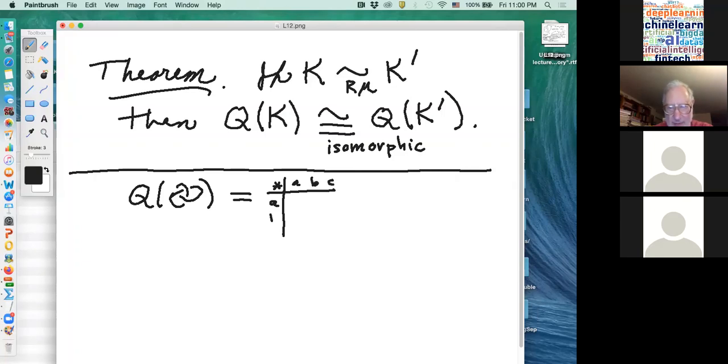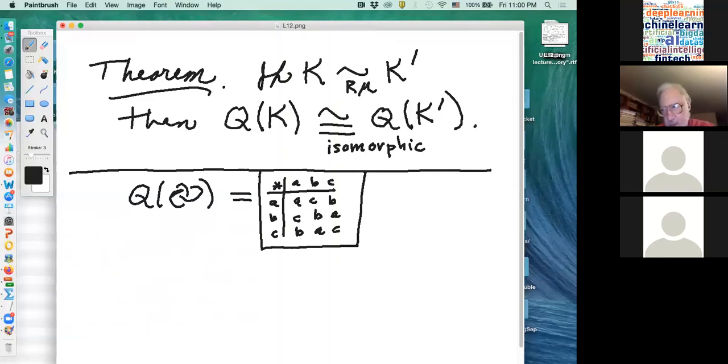I'll just write it again to remind us what's going on. So this is the algebraic structure. And if you were to take any other knot that was equivalent to a trefoil knot, you would calculate and find out that its quandle was the same. So you have an algebraic structure, which is an invariant of the knot. And so we can think about it that way, and we will.